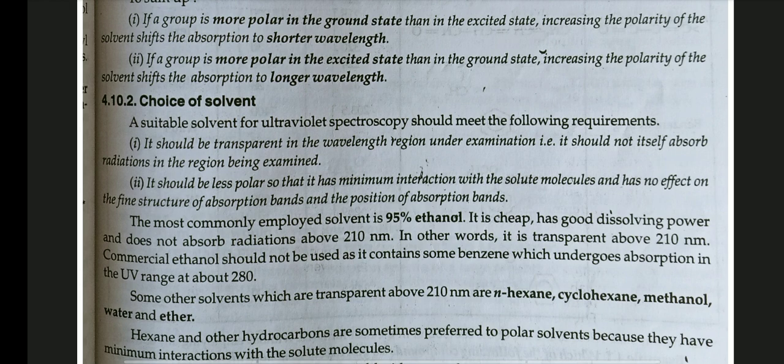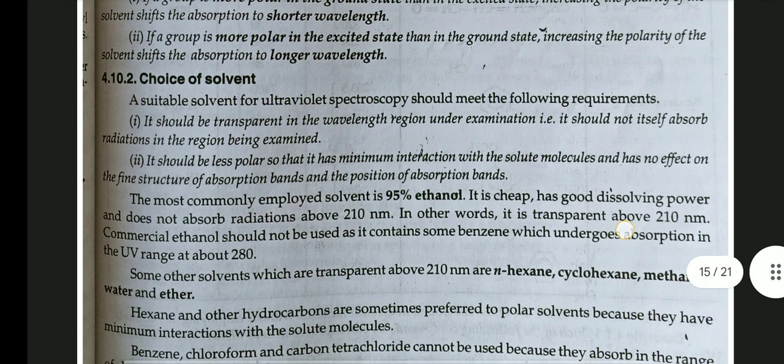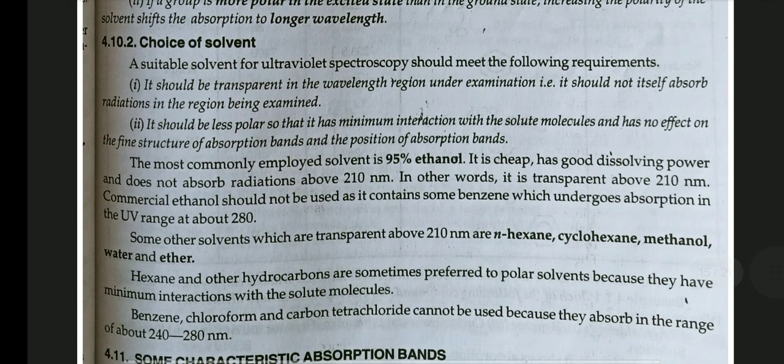It should be transparent in the wavelength region under examination, that is, it should not itself absorb radiations in the region being examined. It should be less polar so that it has minimum interaction with the solute molecules and has no effect on fine structure of absorption bands and the position of absorption bands. The most commonly employed solvent is 95% ethanol.